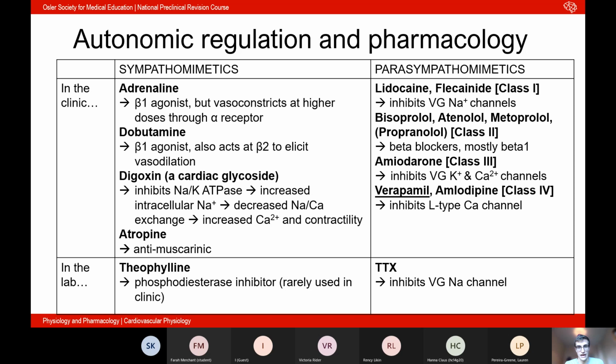Amiodarone is predominantly a potassium channel blocker. I know it says calcium here, but it's really predominantly a potassium channel blocker, and that's class 3. And then verapamil is that calcium channel blocker. And all of these are used to treat various different arrhythmias.